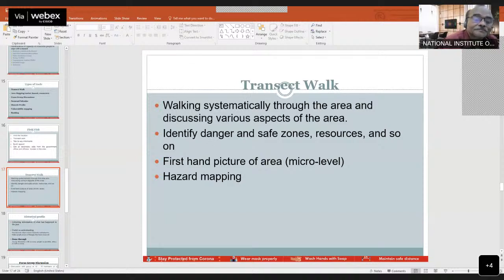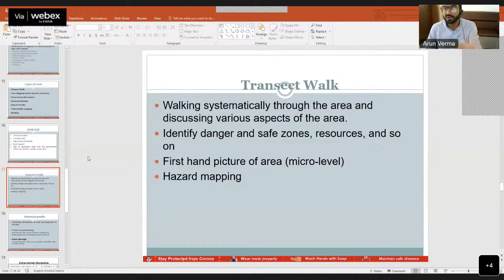Transect walk, already discussed. We can see that walking systematically through an area and discussing various aspects of the area, identification of the danger zone and the safe zone also. We should observe both sides. We should not just see the hazards only. We should also see the capacities of our area, because capacities are also very important as compared to the hazard.